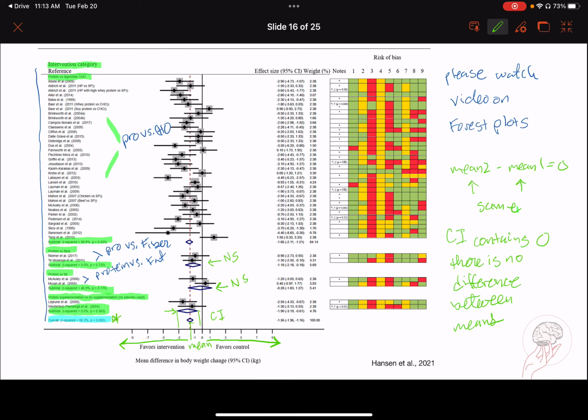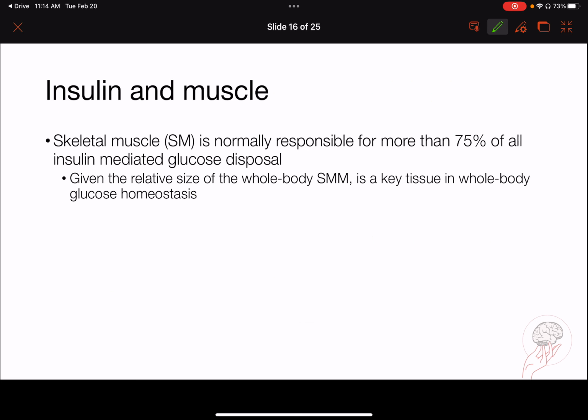Really, only protein versus carbohydrates is significant. And if we look at protein versus carbohydrates and the overall, you'll see that they're very similar. So this effect that we see here is due to carbohydrate studies. So this is saying that protein is more satiating than carbohydrate, but not more satiating than fiber or fat.